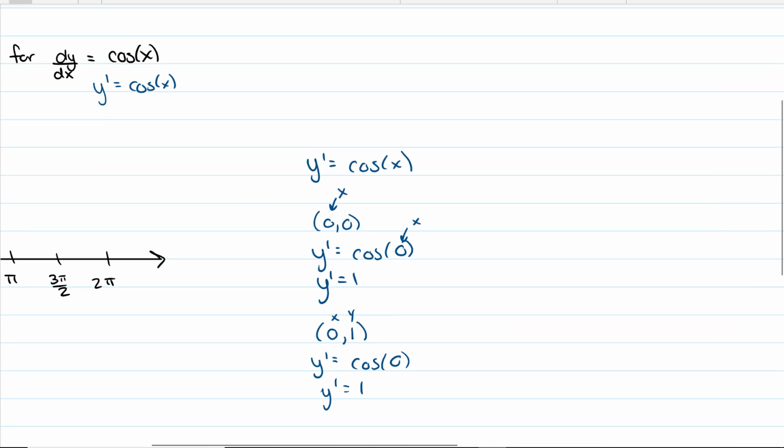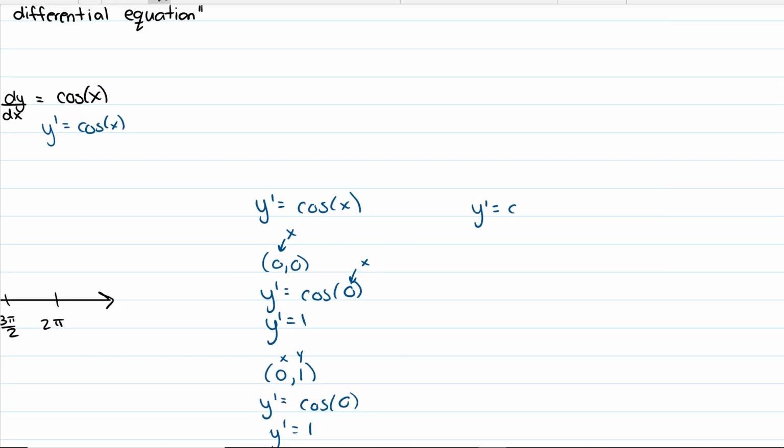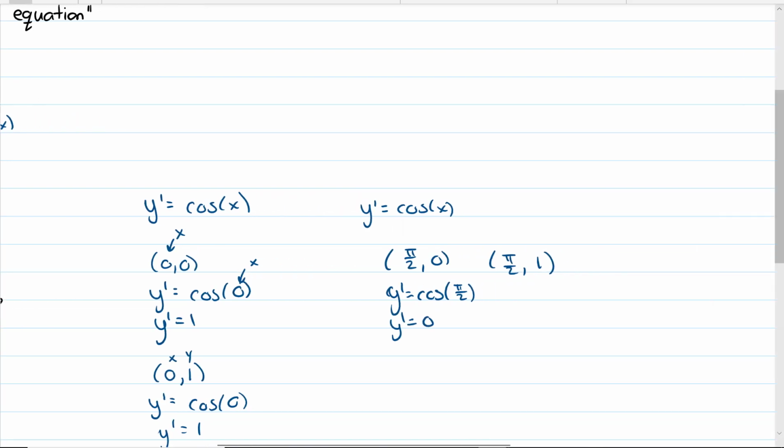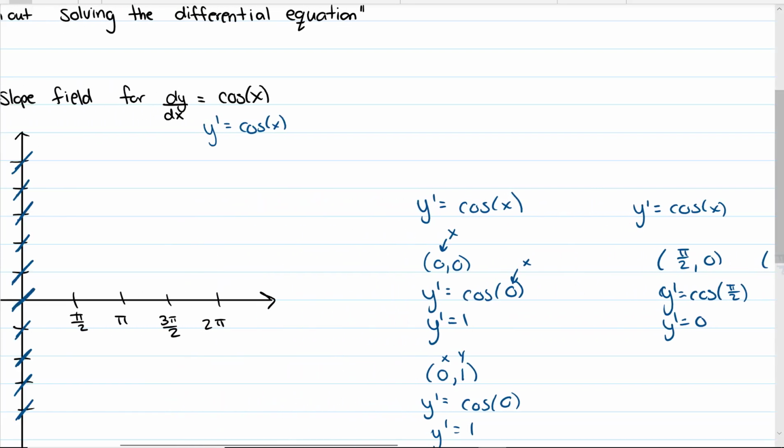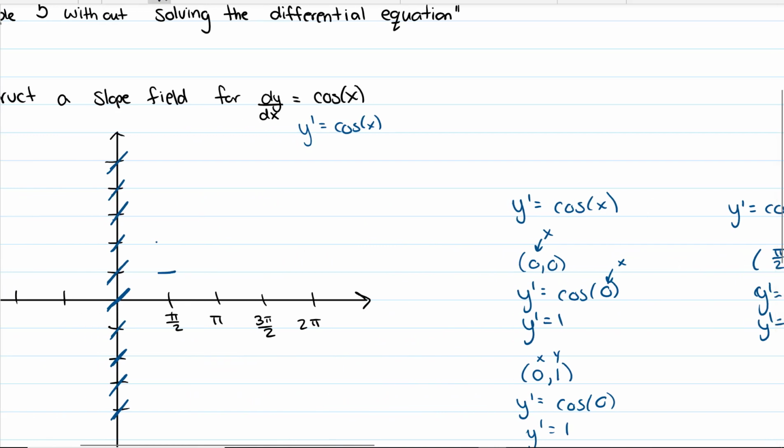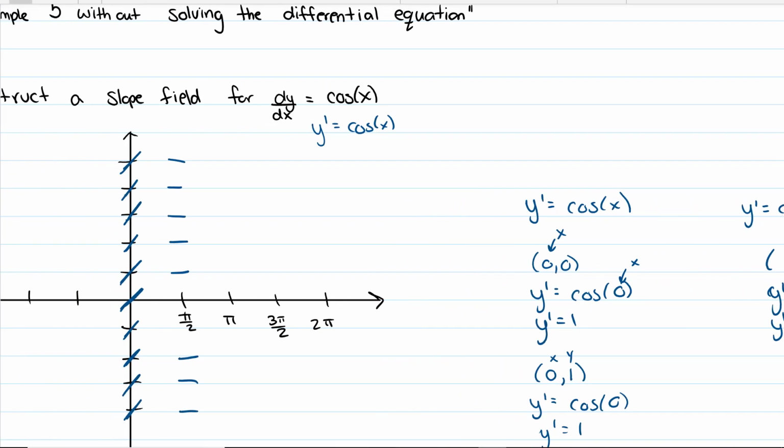Now let's look at pi over 2. So y prime is equal to cosine of x. Let's look at the points pi over 2, 0, and pi over 2, 1. Well, y prime is equal to cosine of pi over 2, and we get y prime is 0. Using this one, I get y prime equals cosine of pi over 2, so I get y prime is equal to 0. So it looks like whenever I have the x value of pi over 2, I'm going to get a slope of 0. And we're going to follow this pattern by using these x values.